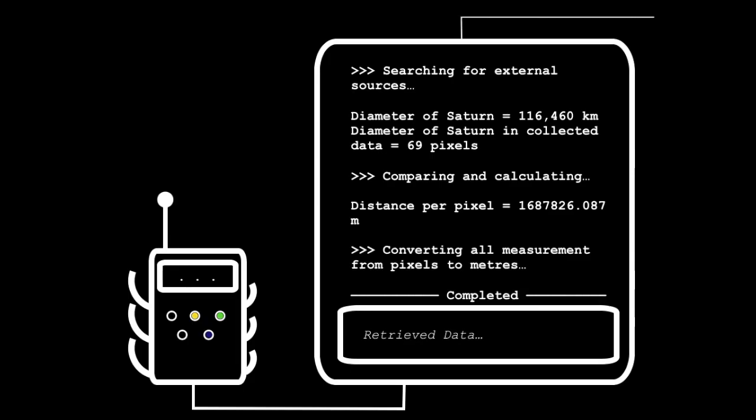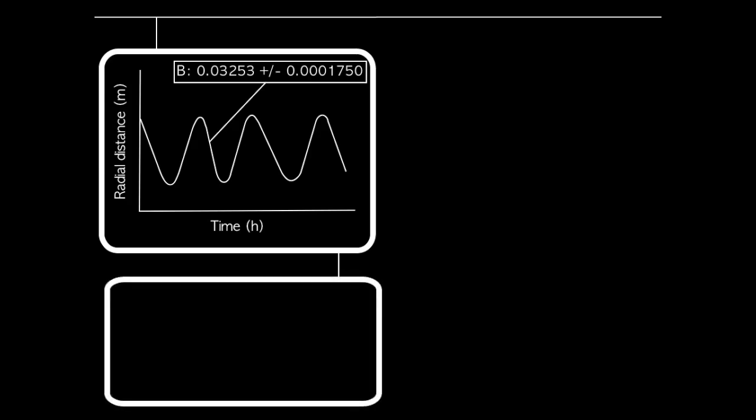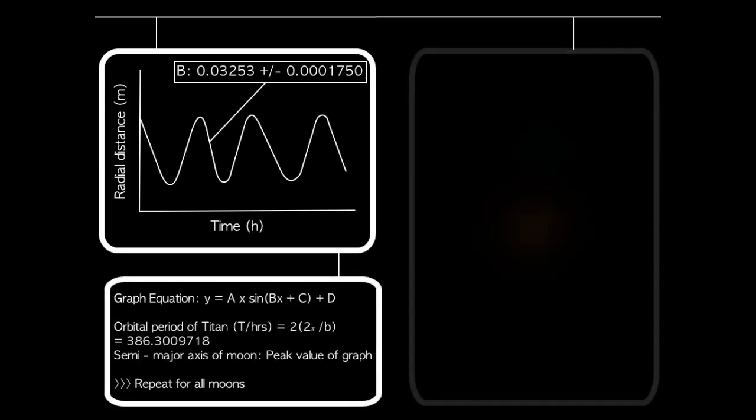To find the orbital period, since the value b in the sine curve graph is 2 pi over the orbital period, we just took 2 pi over b to get the orbital period. Here we have an example of a sine curve graph for the orbital period of Titan.